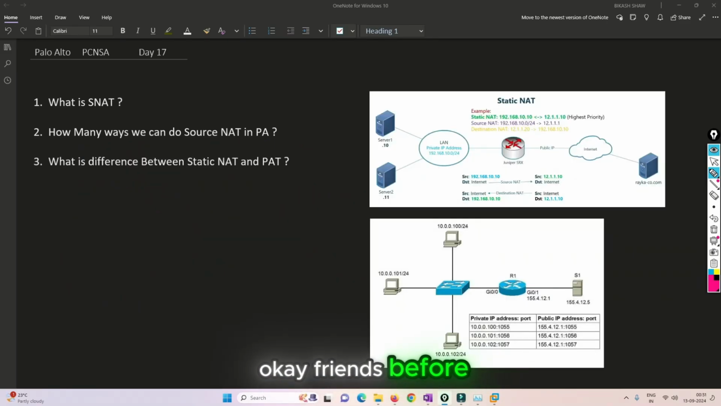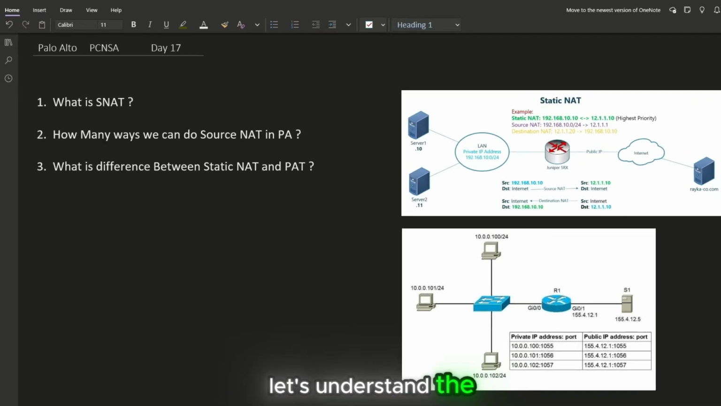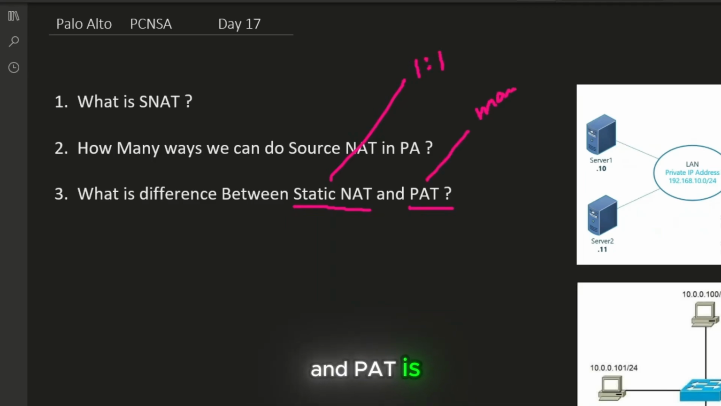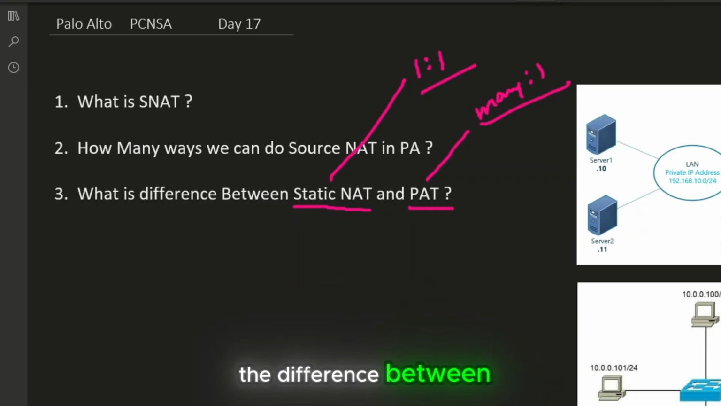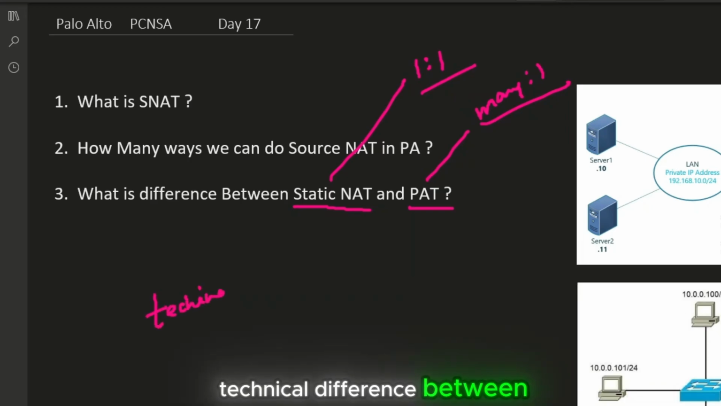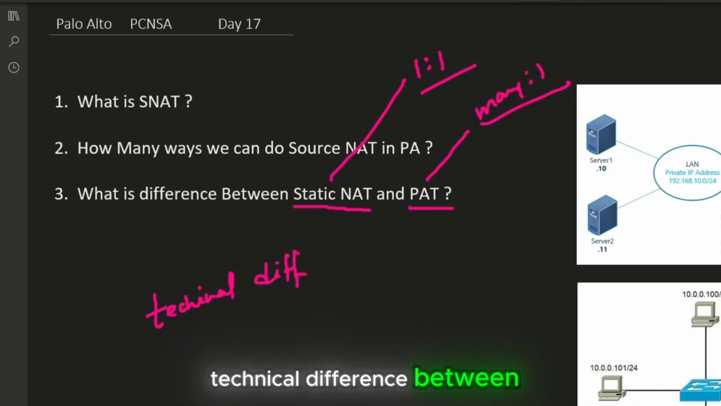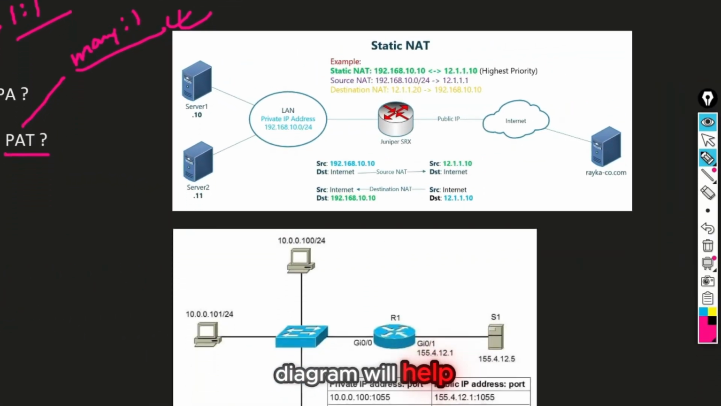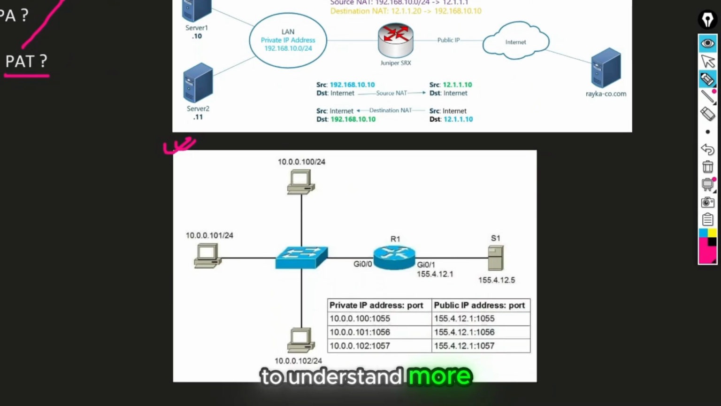Okay. So friends, before we move on further, let's understand the difference between static NAT and PAT. Static NAT is basically 1 to 1 and PAT is many to 1. So as we can see, the difference between static NAT and PAT is 1 to 1 and many to 1. But we are going to understand the technical difference between static NAT and PAT. Now these two diagrams will help us to understand more about it.